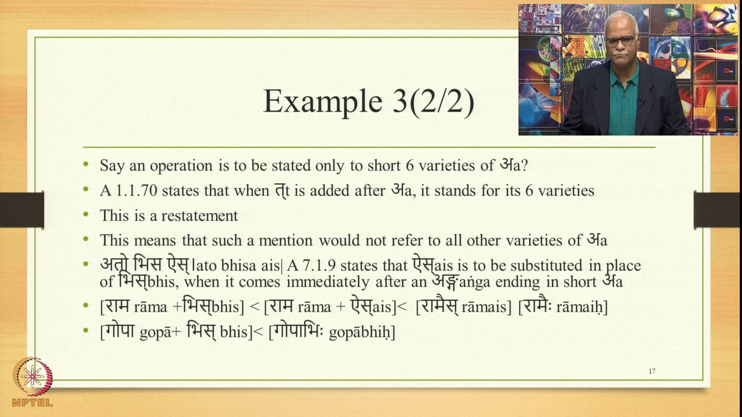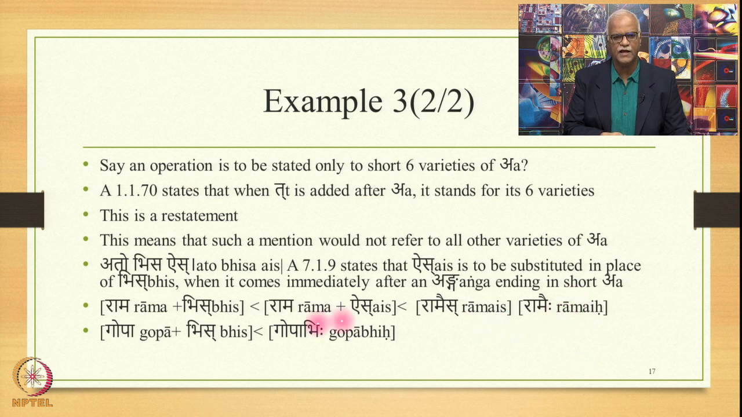So here is an example. Ato bhisa ais 719 states that ais is to be substituted in place of bhis when it comes immediately after an anga ending in short a. And here is an example. We have Rama plus bhis. Rama is an anga ending in short a. Now 719 applies over here and then bhis is changed to ais and so we get Rama plus ais and then there is a sandhi, we get Ramais. Then there is one more sandhi, we get Ramaihi or Ramaiha.